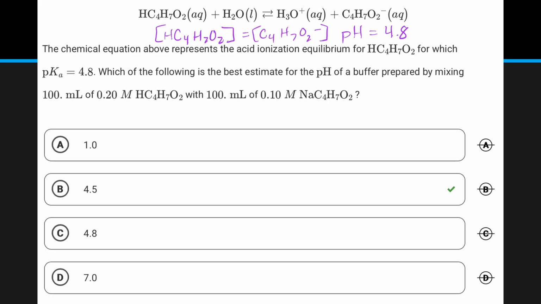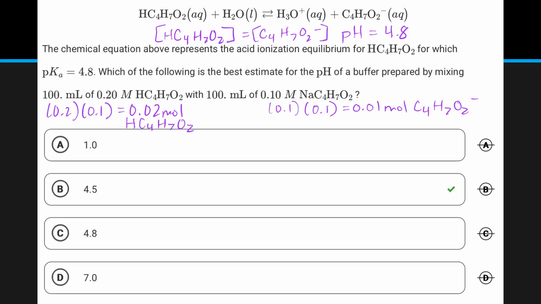Now, looking at our moles of each, we can see that we have an excess of our weak acid. And we know if we have an excess of weak acid, that means we're going to have a lower pH than we would at the half equivalence point. So we're looking for a pH slightly lower than 4.8. So our answer would be B, 4.5.